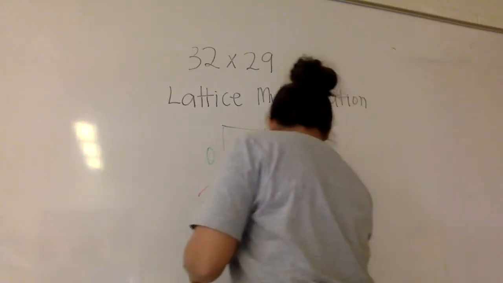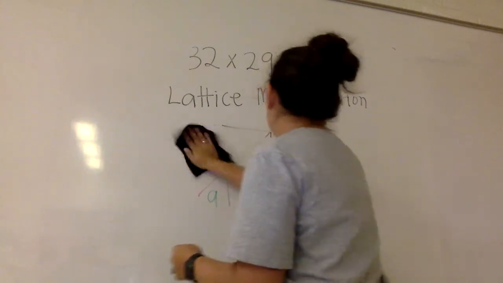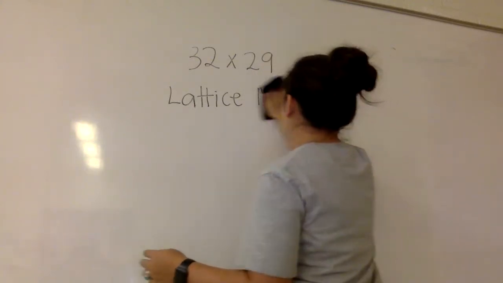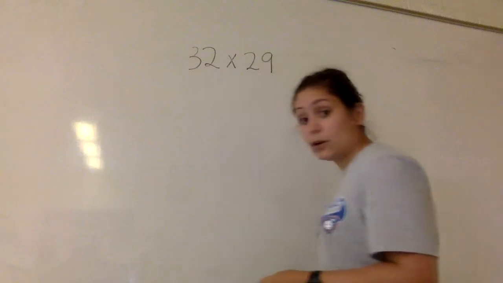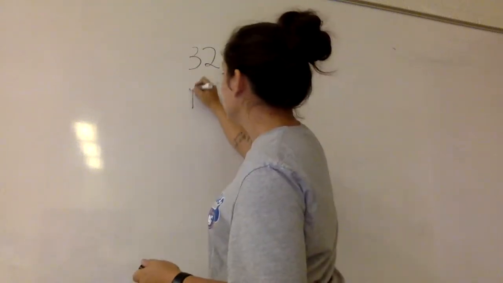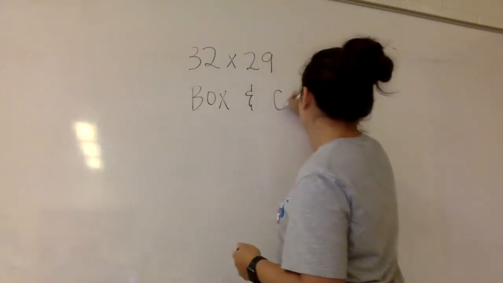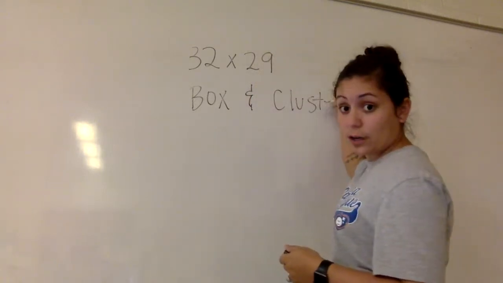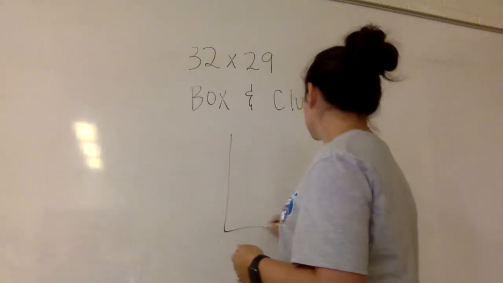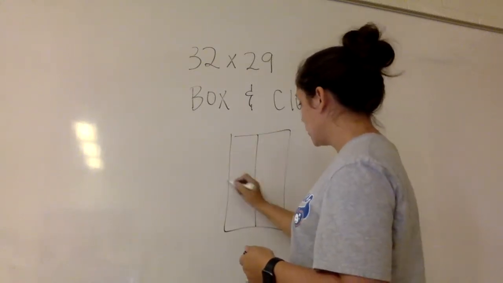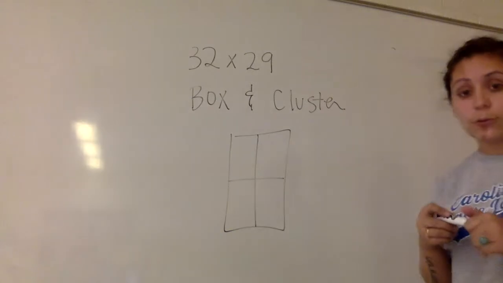Okay, so the next method that I taught when I taught 5th grade is called box and cluster. Again, you're going to start out with a window, just like we started out the lattice method. You're going to start with a window.